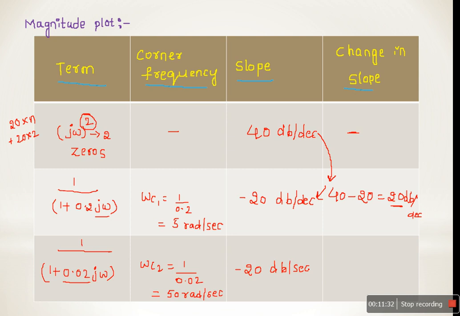Now we have to calculate the change in slope. In order to calculate the change in slope, you have to take the initial slope. Here the initial slope, that is the previous term slope, that is 20, will be added with this minus 20. So 20 minus 20, that is equal to 0 decibels per decade. In this way we have to take each and every term, and for each and every term we have to take the corner frequency, the slope and the change in slope.